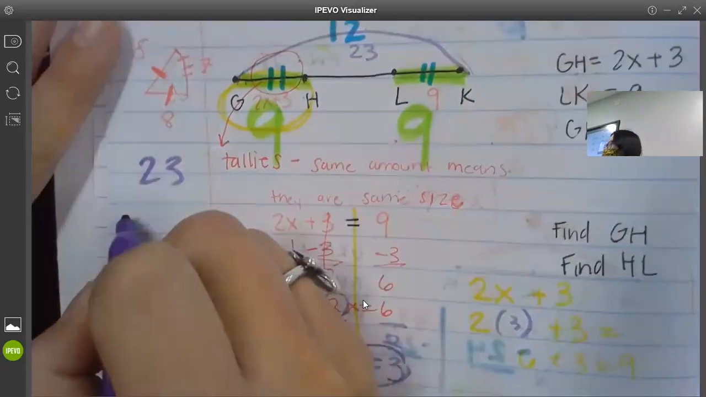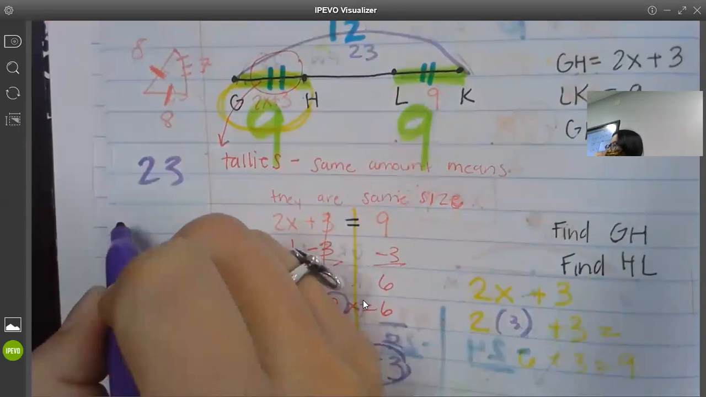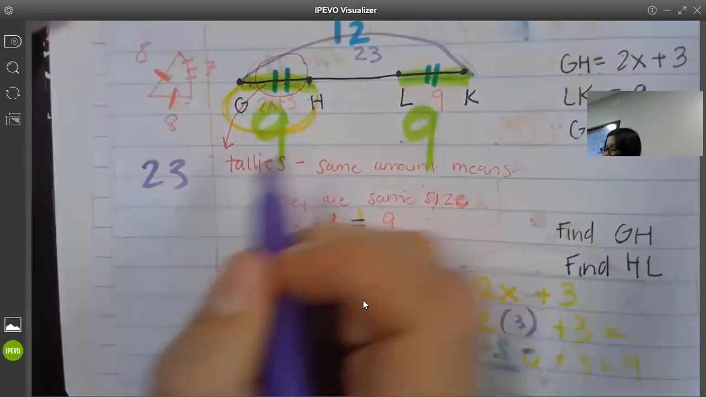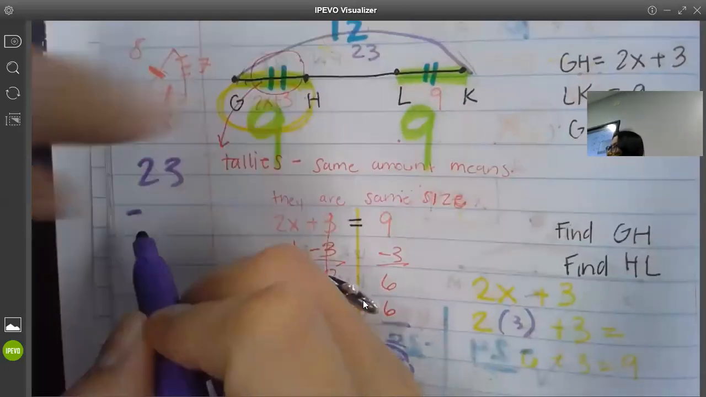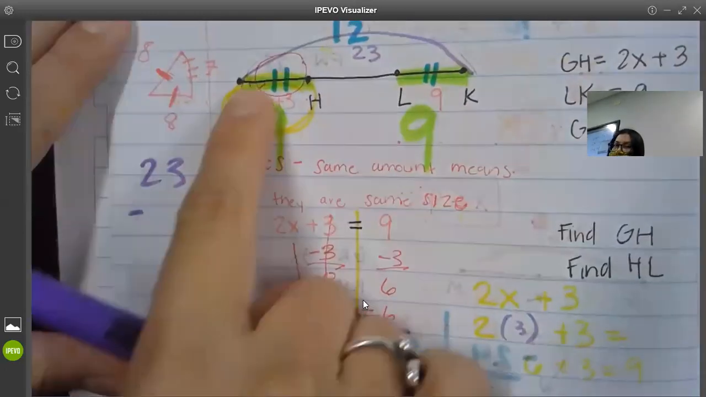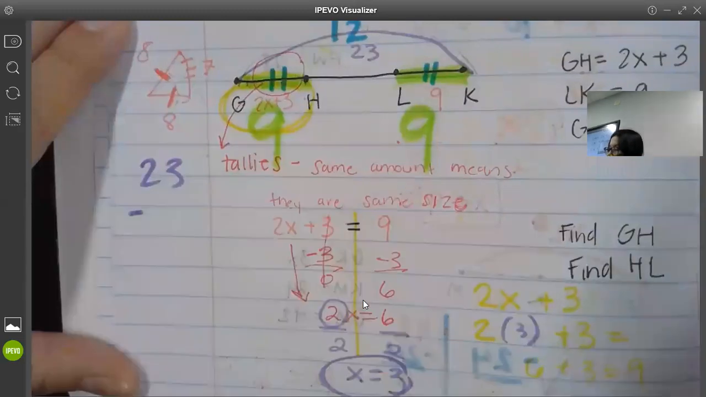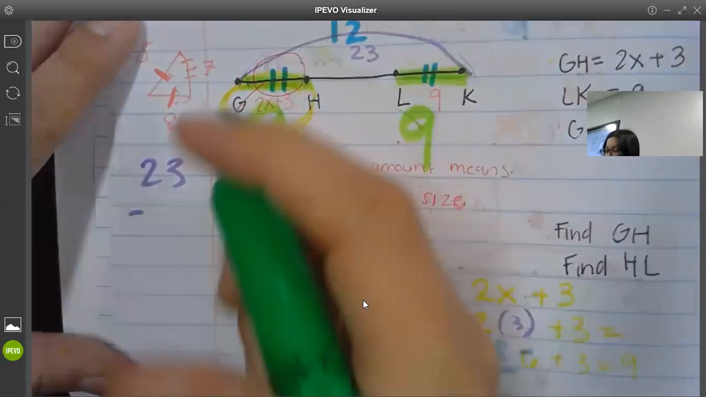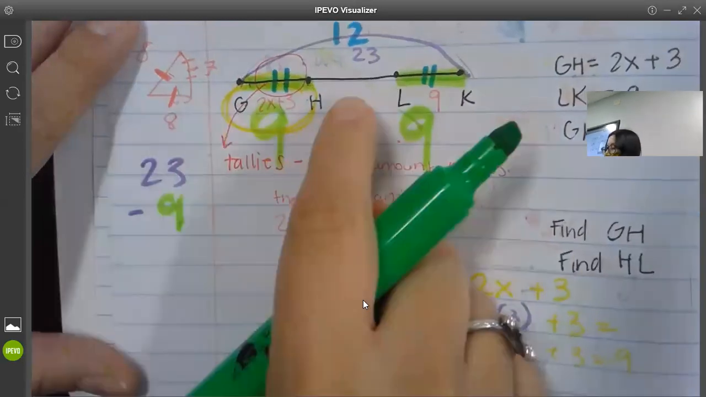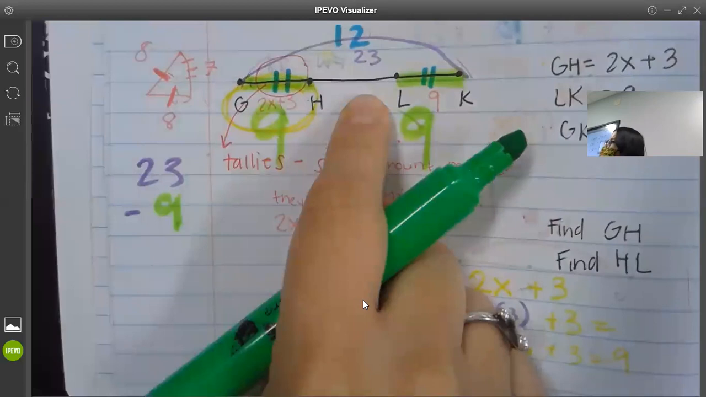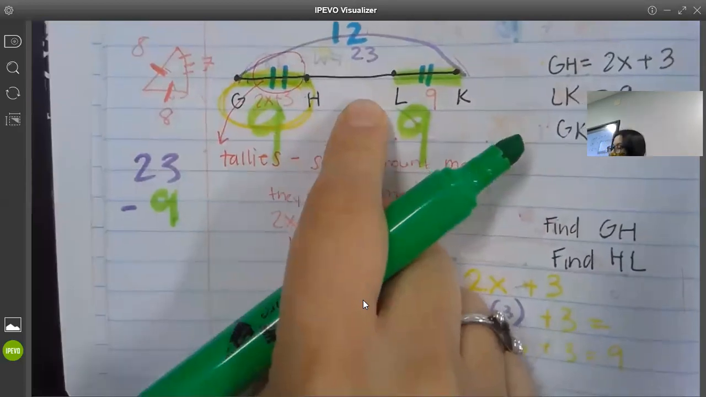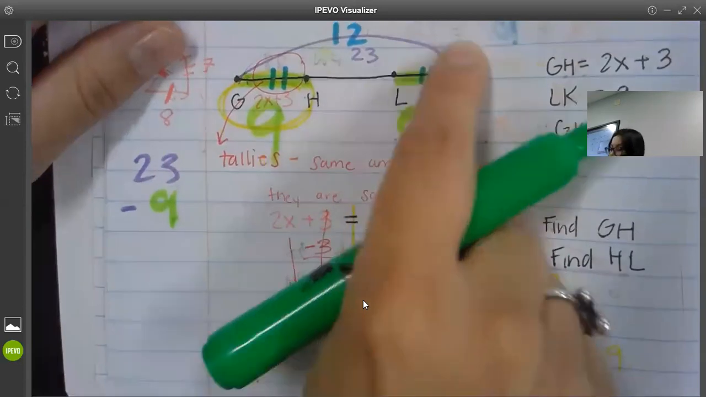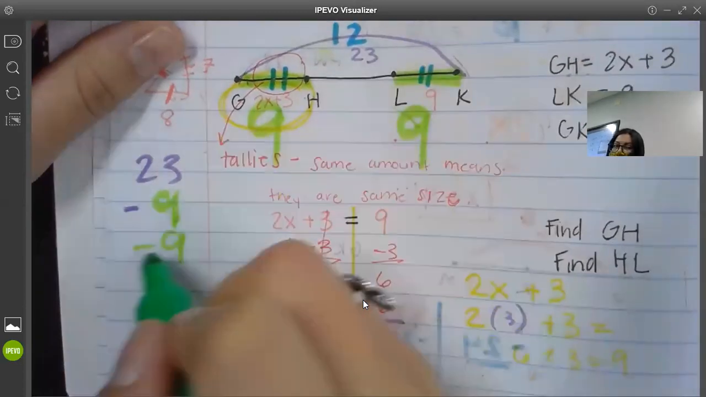Minus plus times what? Five. There's no three here. It's minus, we're taking this away. Minus how much right here? What number? Nine. Minus nine, and you're going to get five.